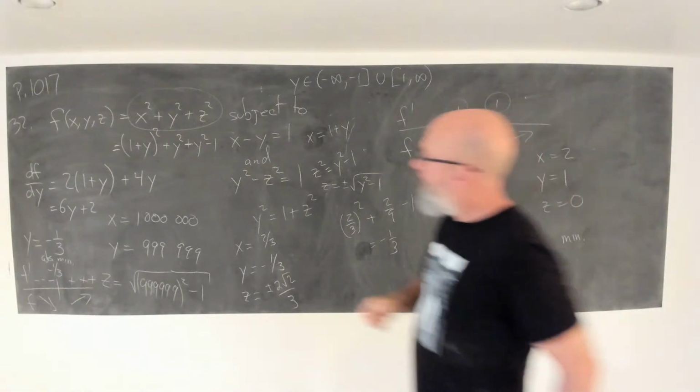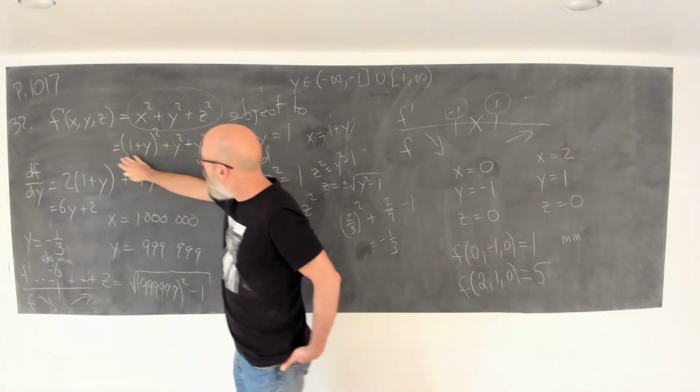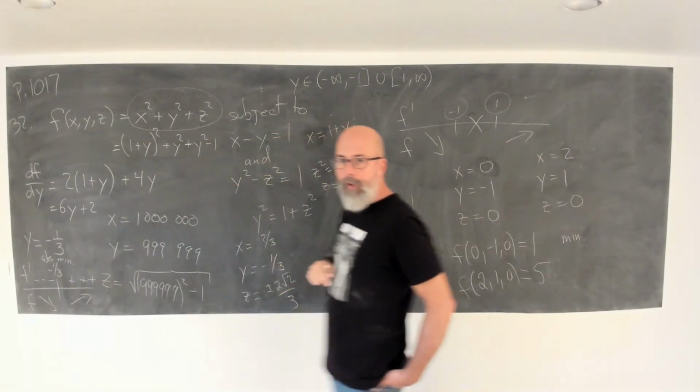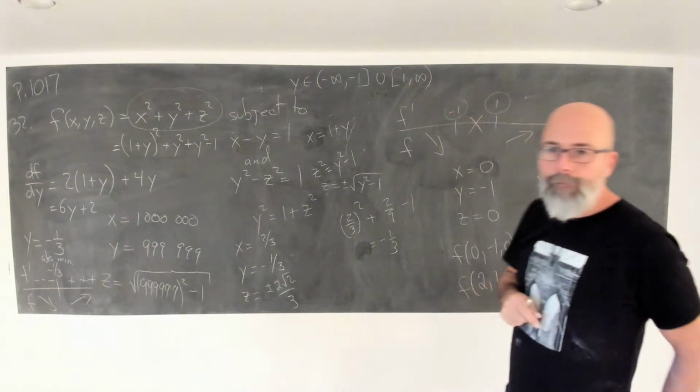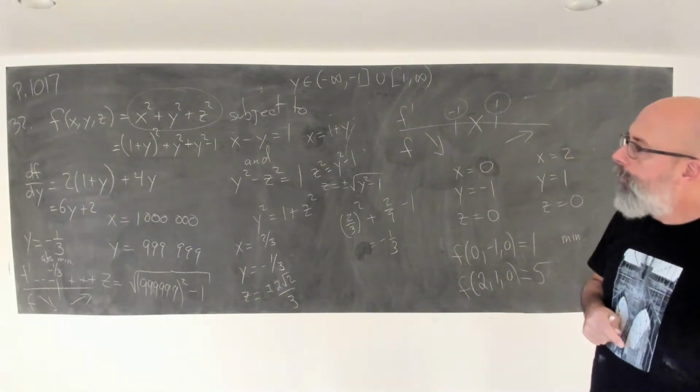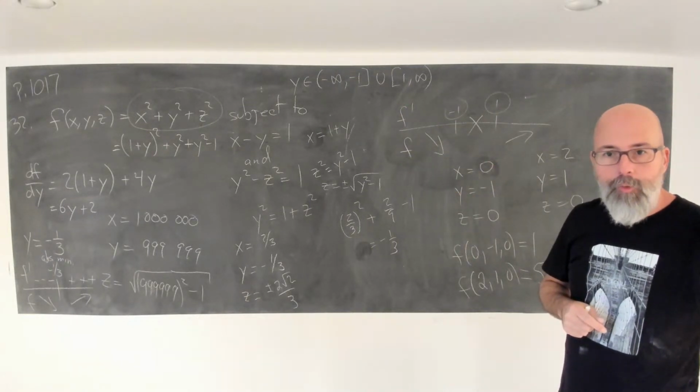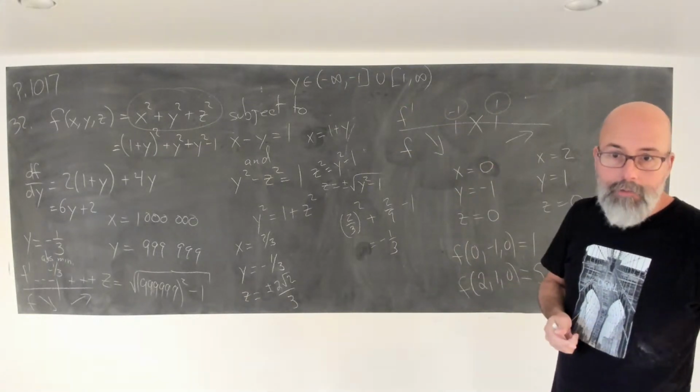Why did I do df dy? Well, we rewrote everything in terms of one variable, so this is really a function of one variable. Somebody had suggested we could have rewritten everything in terms of y, and that's very nice.